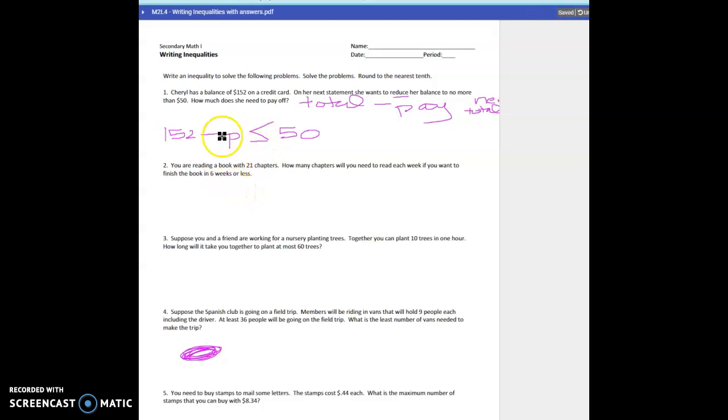All right, so once you set that up, it's probably going to be a lot easier to solve. So I'm going to go ahead and solve it. Let's get a different color. Let's do red. So then I'll subtract 152 from both sides. So we're left with negative p is less than or equal to negative 102, and then divide by negative 1. So you get p, and since we divided by negative, our inequality symbol switches.